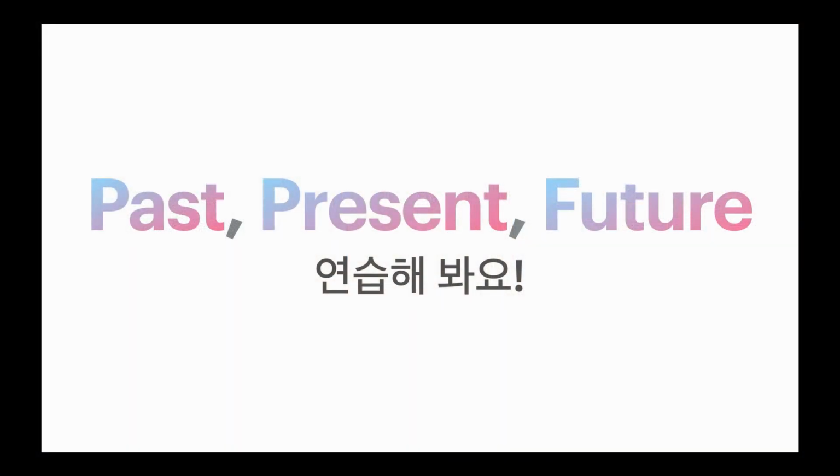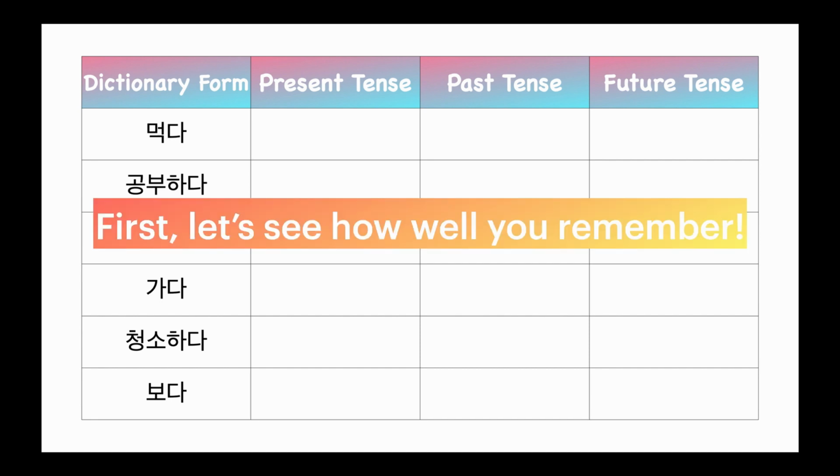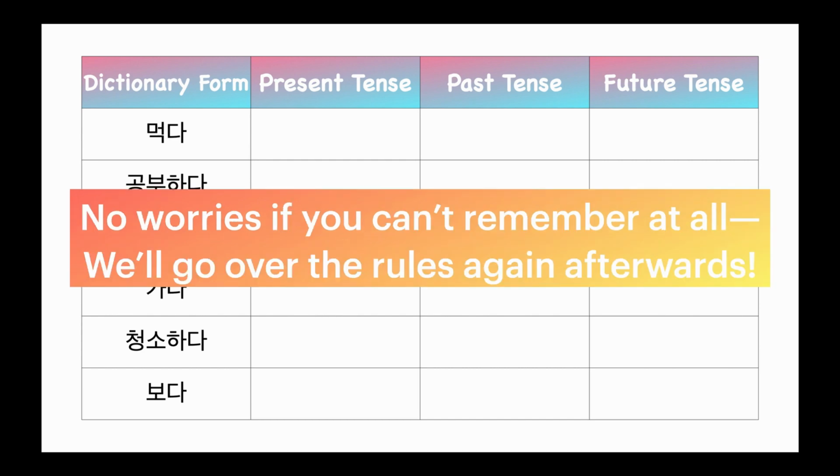Alright, past, present, and future tense. 연습해봐요. Now, I know no one likes conjugation tables, but we're going to start out with one just to help us map everything out in our brains. Here are 6 verbs in their dictionary form, and let's try to put each one into present, past, and future tense. First, let's just see how well you remember the rules. No worries if you can't remember anything at all, because we'll go over the rules again afterwards.